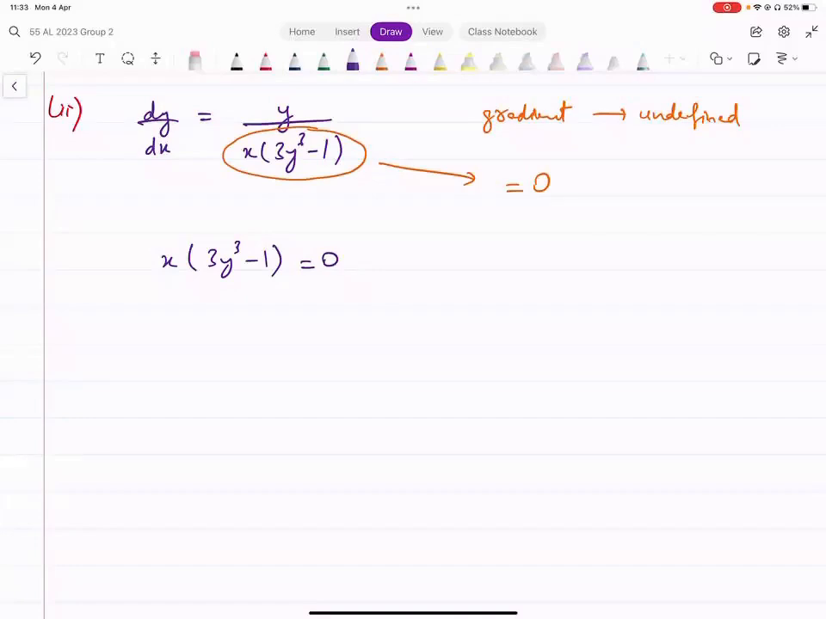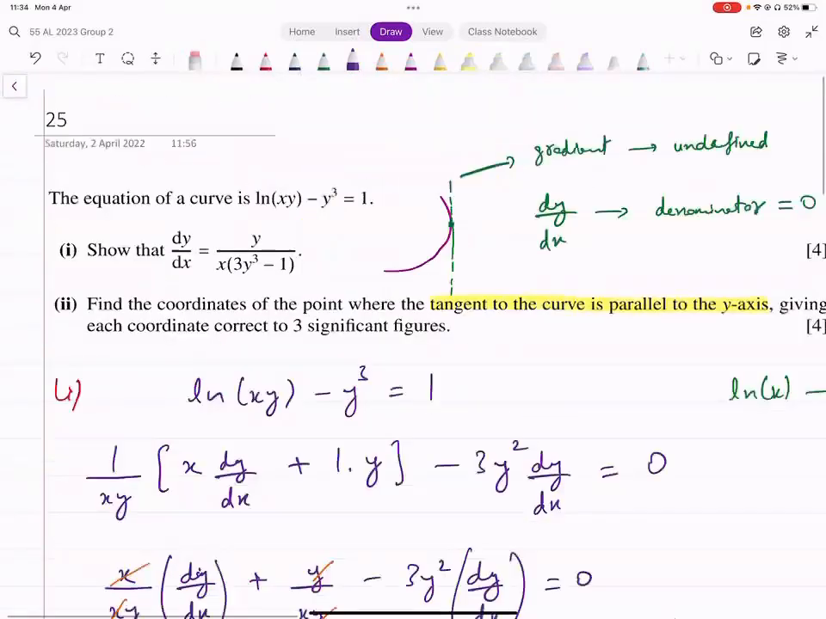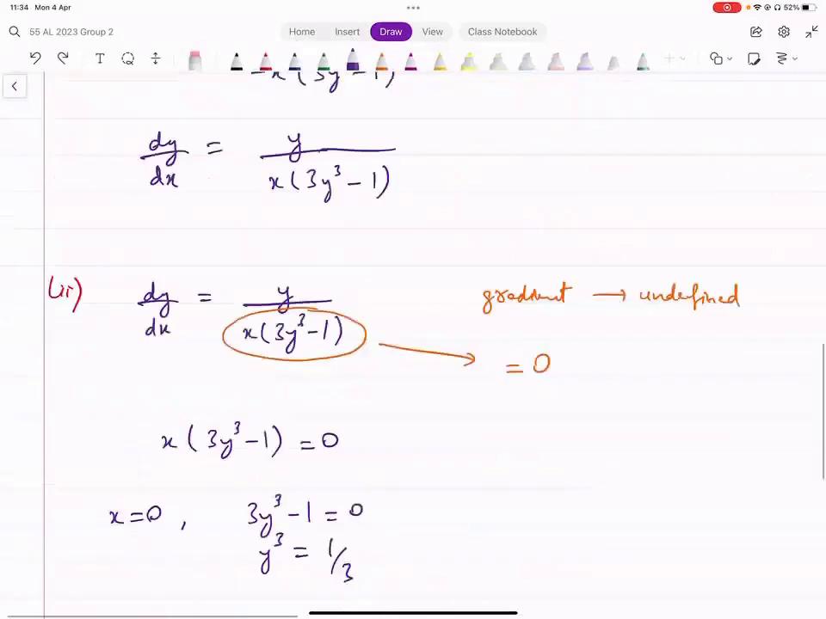Generally हम क्या करते हैं? हमारे पास दो इस तरह के equations होती हैं. But here, if we break it down, हमारे पास क्या आ गया? एक तो x equals 0 आ गया और यहाँ से क्या आ गया? 3y cube minus 1 equals 0. So we have one value here for x. अब इसकी corresponding value y हमें नहीं पता अभी. And another possibility is we have y cube equals 1 over 3. And then that's going to give you y equal to something. We don't need exact values, so हम इसको decimals में convert कर सकते हैं.